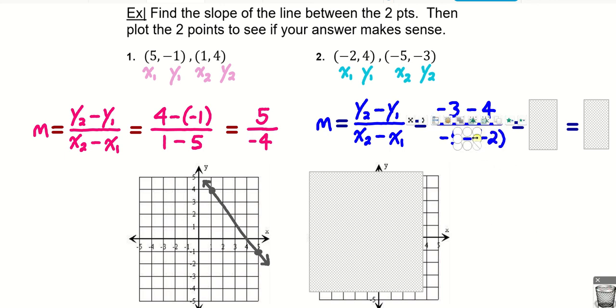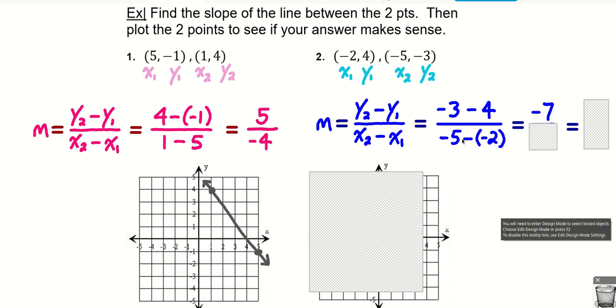Right? Remember, there's a negative built in, then x1 itself was negative 2. So where does that get me? Negative 3 minus 4 is negative 7. And then negative 5 minus a negative 2. That's like doing negative 5 plus 2.